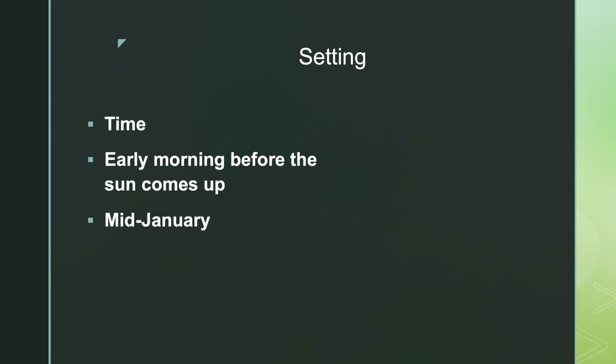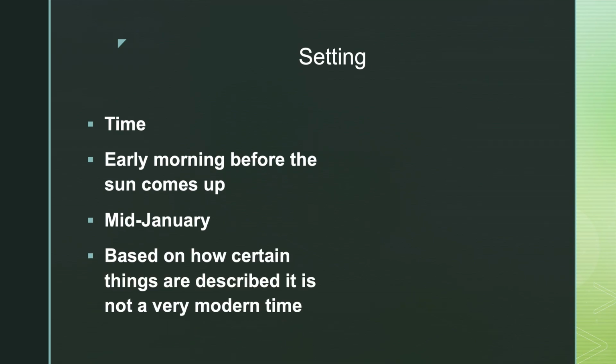It's also mid-January, it says it. If you read carefully, somewhere in the first two paragraphs, it says it's about the middle of January. This will also tell us that if it's the middle of January, Frank will be 14 in the middle of February. And based on how things are described, we know that it's not a very modern time. In Jamaica, those of us who live in Jamaica and are adults, we could have an idea what this is talking about. It's not a very modern time.